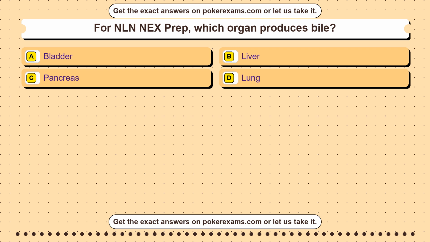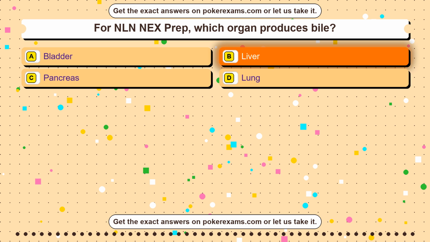Question 12. For NLN NEX Prep, which organ produces bile? Option A bladder. Option B liver. Option C pancreas. Option D lung. The correct answer is option B.